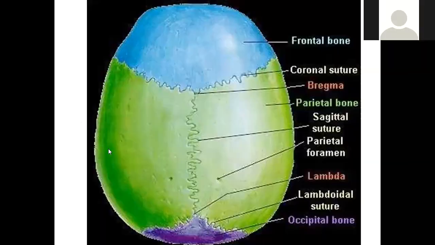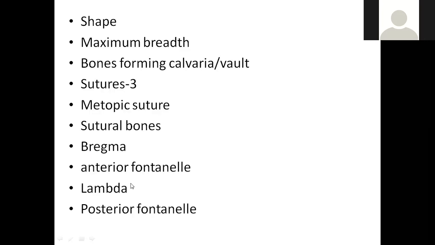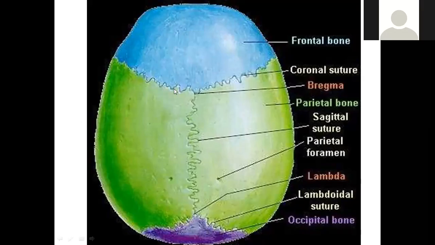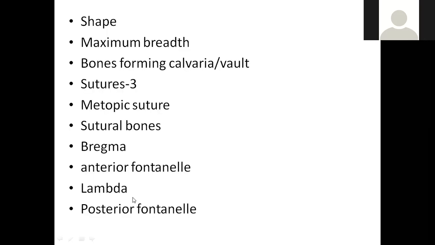Now, the meeting point of the coronal suture and sagittal suture is called bregma. The meeting point of the sagittal suture and lambdoid suture is called lambda. In the case of a fetal skull, instead of bone here you will see a membrane, because the skull is not yet ossified, and you call that area the anterior fontanelle. Behind, you call it the posterior fontanelle.